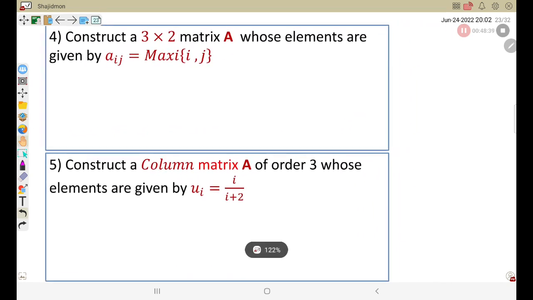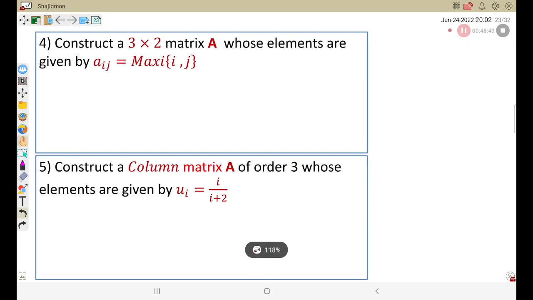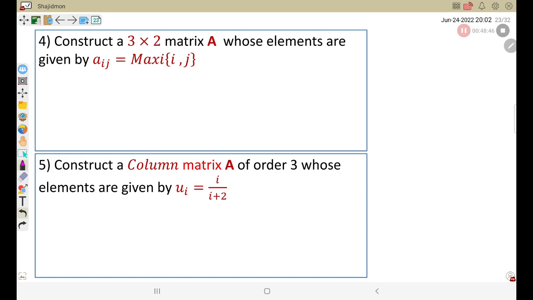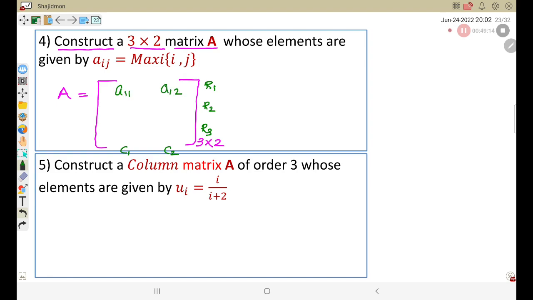From all the topics whatever we have discussed, we are doing the questions. Now construct a 3x3... a 3x2 matrix. We need to create a 3x2 matrix, namely A. So A is a 3x2 matrix. 3x2 means how many rows? 3 rows: first row, second row, third row. How many columns? Column number 1, column number 2. So here A11, here A12, here A21, A22, A31, A32, correct? 6 numbers we need to calculate.